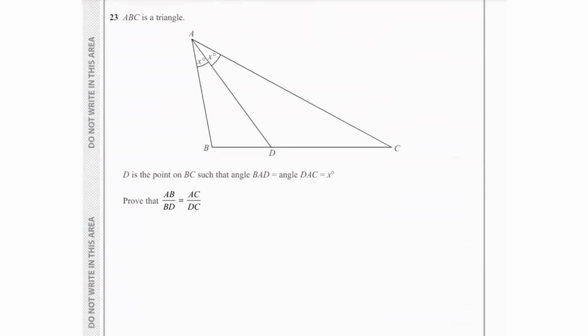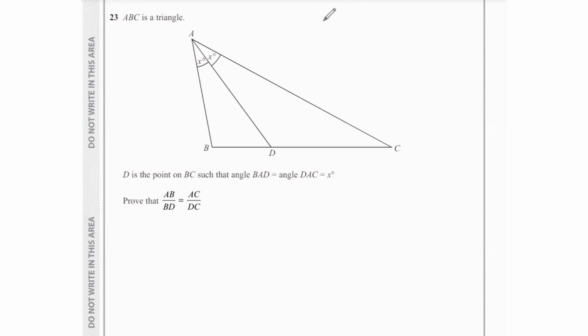Next question says that ABC is a triangle. D is the point on BC such that angle BAD and angle DAC are equal to X, and they're basically equal to each other. Prove that AB over BD equals AC over DC. So for this, I would use the sine rule.